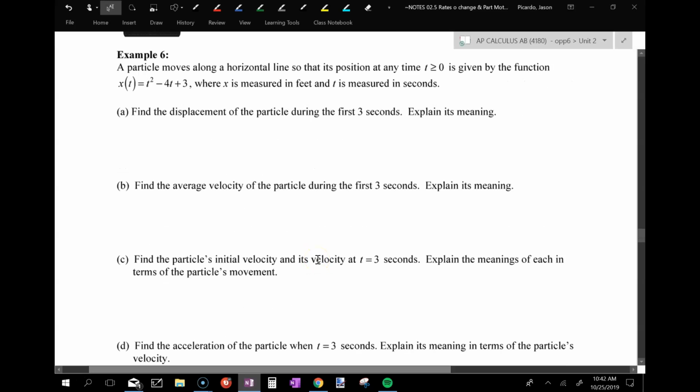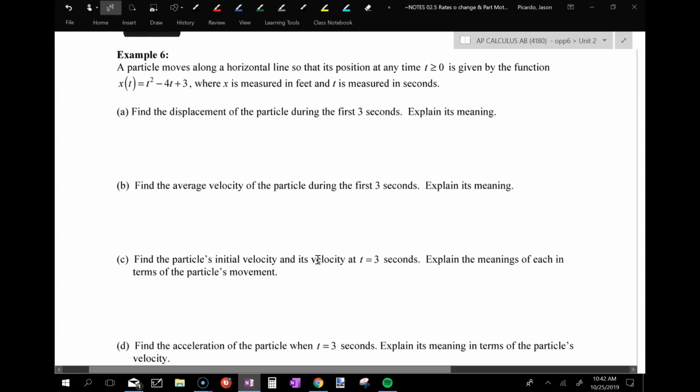Okay, here's what you got. Ready? I have a particle sitting right here, okay? What that particle is going to do is it's going to move along a horizontal line. So what can the particle do? It can move left or it can move right or it could stay in place, okay? We're going to analyze how that particle moves, okay?